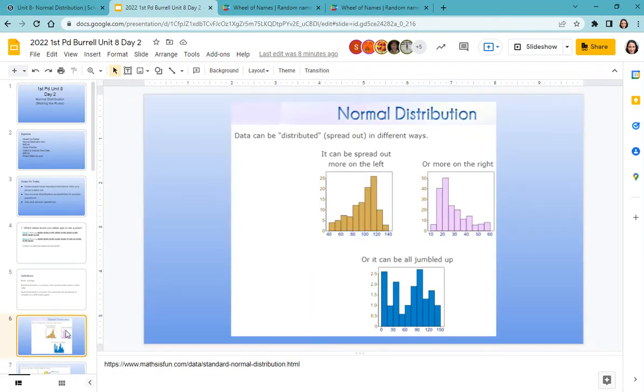All right, so this one's not on your paper, so you can look up for this one, or you can be looking at your own slides. We're on slide 6.